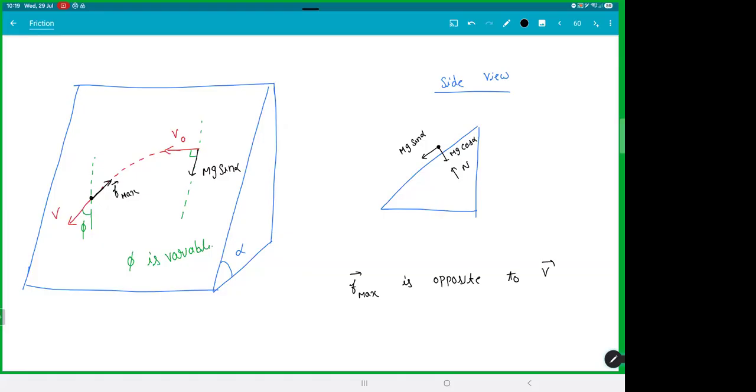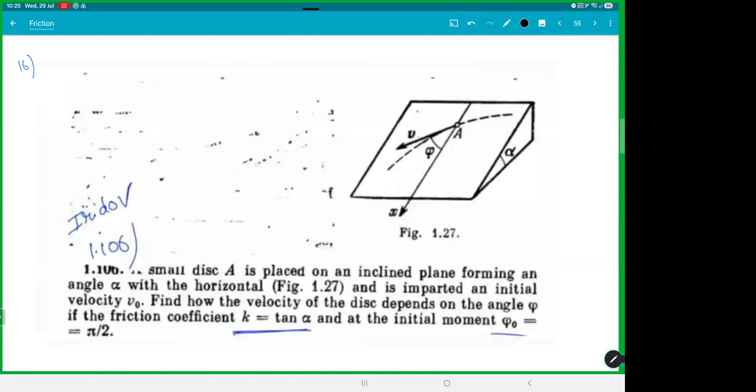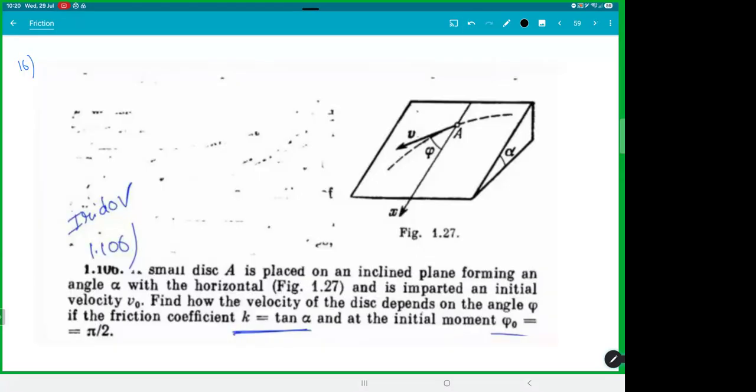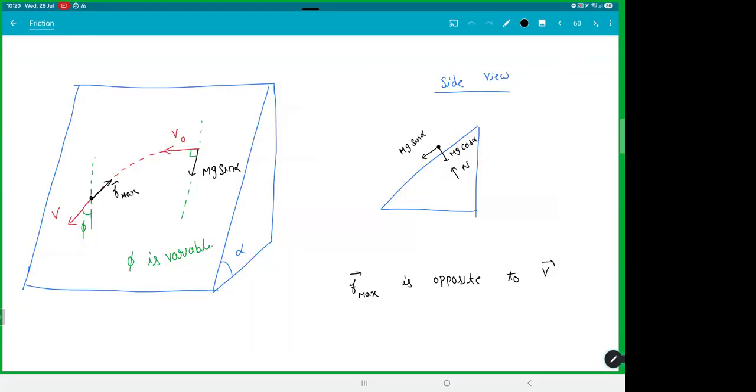So we have a wedge which is rough, and you have thrown it parallel to the surface, but perpendicular to mg sine alpha. And now he's asking, find the velocity as a function of phi. So let's try to find V, the velocity when the angle is phi. He gave you that phi becomes 90 degrees, meaning eventually it will become parallel to mg sine alpha. But let's try to find the velocity as a function of phi. Is the picture clear, everyone?